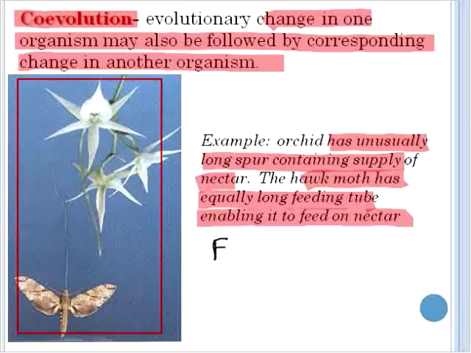A fast rabbit will be followed by the development of fast foxes. In order for the fox to continue to feed, it must become fast. The rabbit, to avoid being eaten, must become faster. Both species, both rabbit and foxes, have become faster over time as a result.